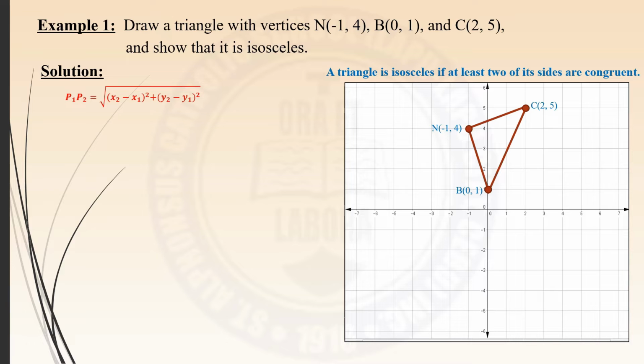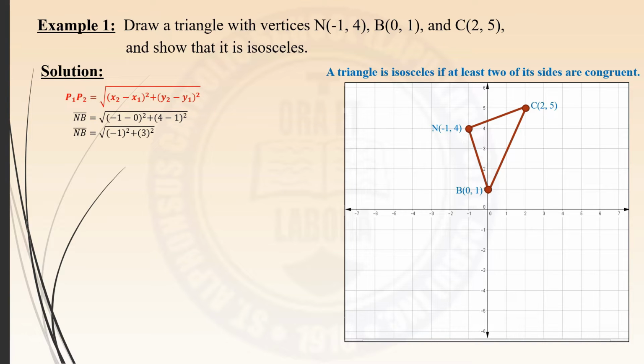We are going to get the distance from point N to point B, or the length of line segment NB. So our equation will become line segment NB is equal to the square root of -1 minus 0, because these are the values of our x coordinates of points N and B. Then copy raised to 2 plus 4 minus 1, because these are the values of our y coordinates of points N and B. Then copy raised to 2 from the formula, and then simplify them further.